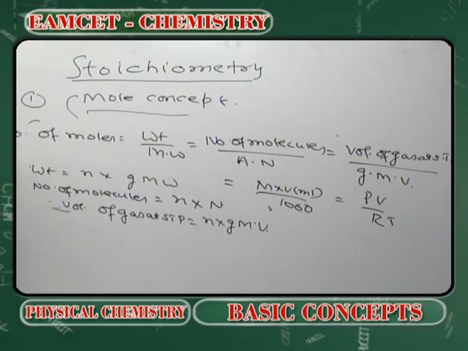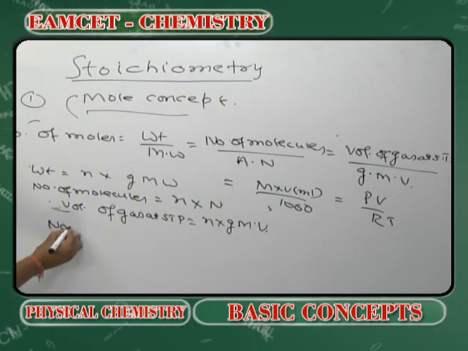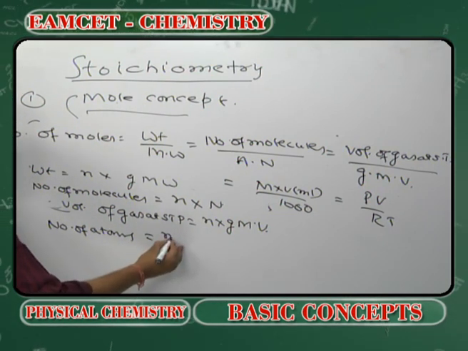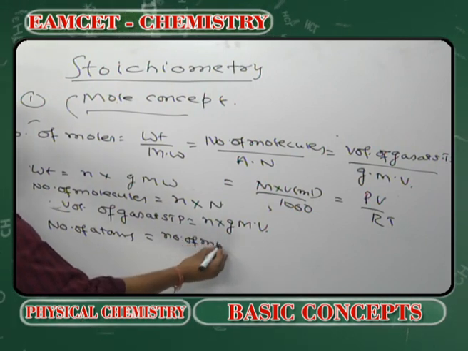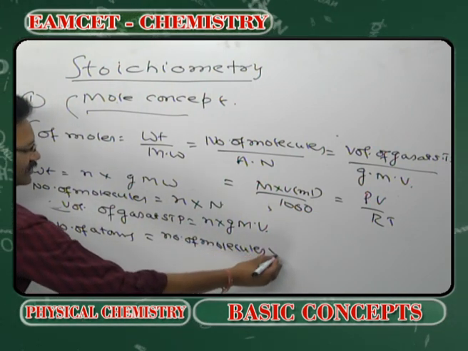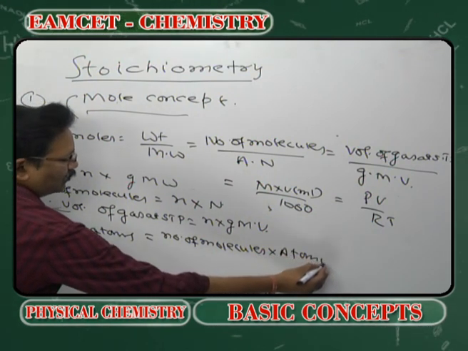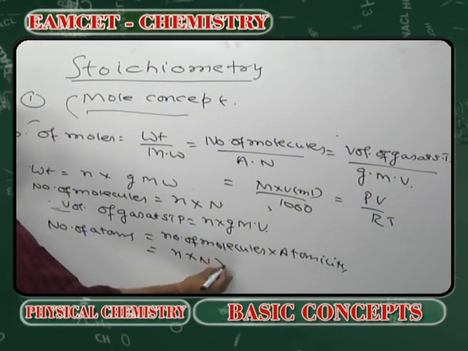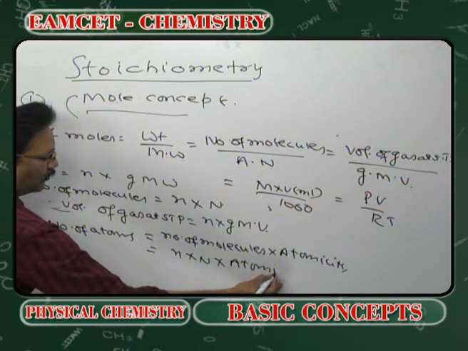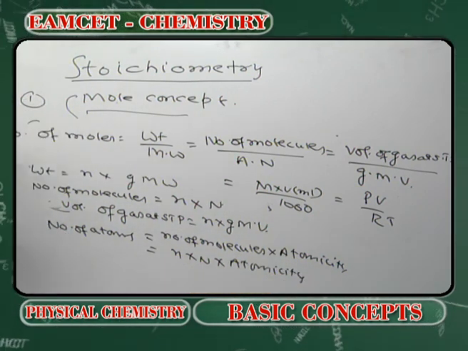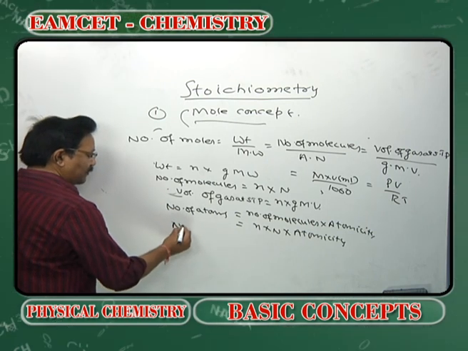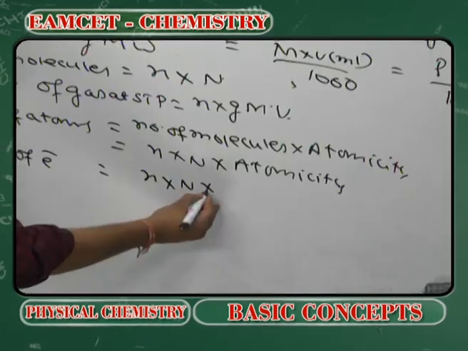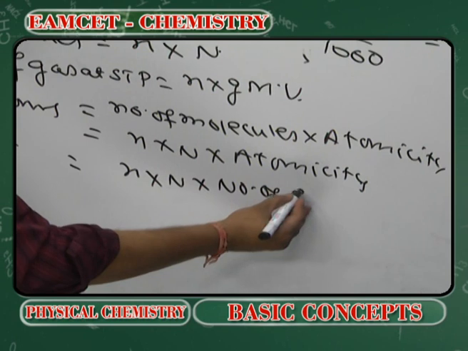Number of atoms in a compound will be equal to number of molecules multiplied by atomicity. So what is the number of molecules? Small n into capital N into atomicity. What do you mean by atomicity? Number of atoms in a molecule. Similarly, number of electrons in a compound is equal to small n into capital N into the number of electrons in a molecule.